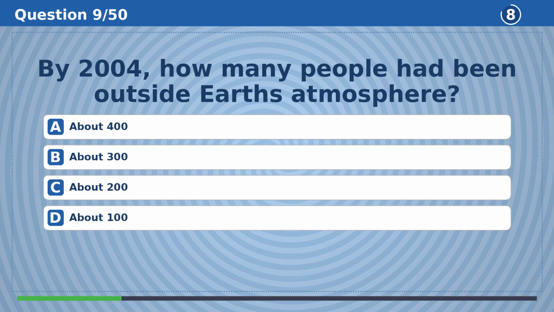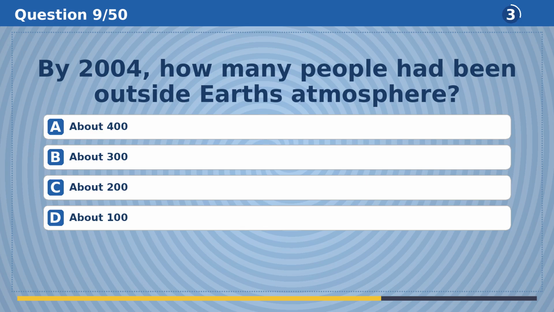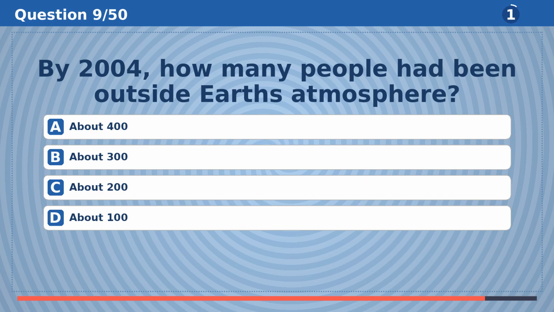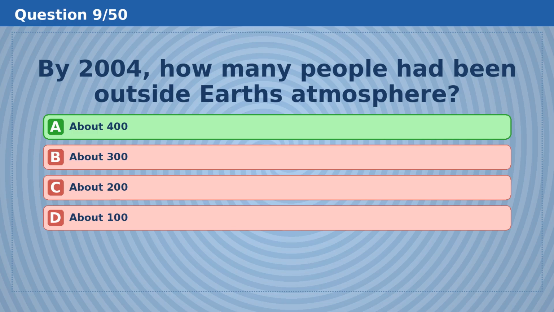By 2004, how many people had been outside Earth's atmosphere? The answer is A, about 400.